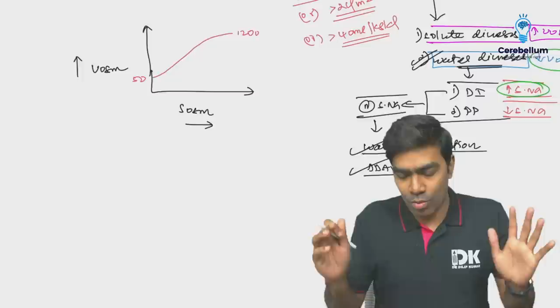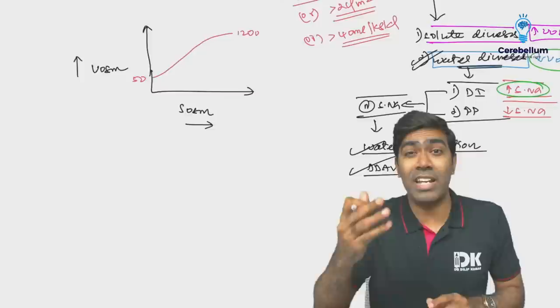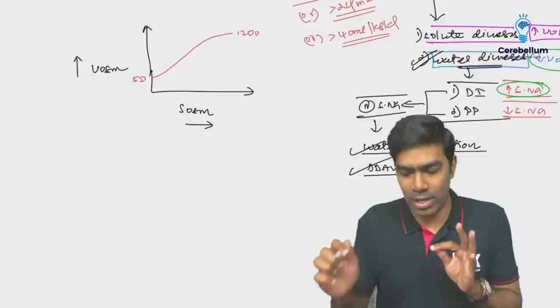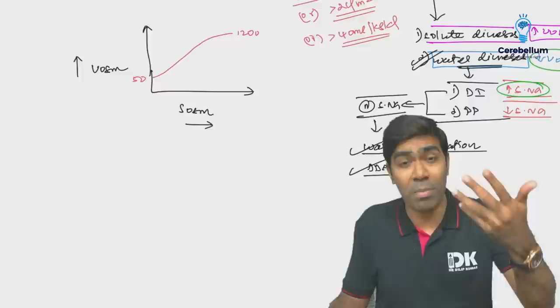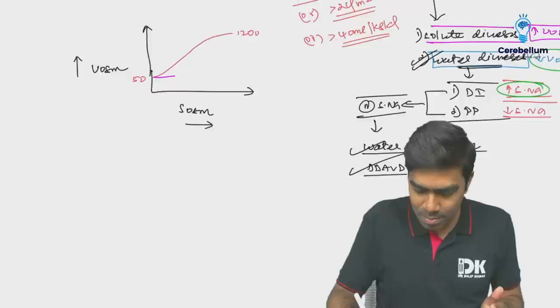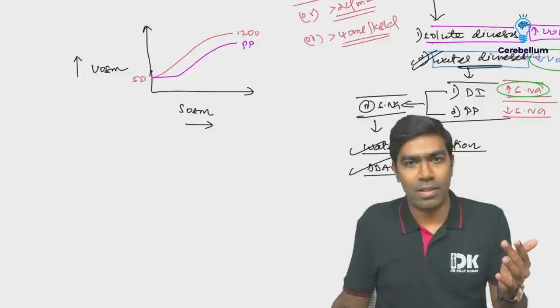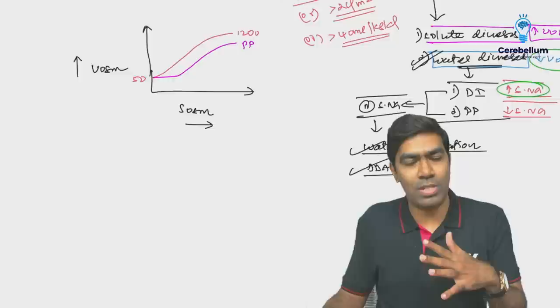Remember, psychogenic polydipsia patients are normal patients like you and like me. Their problem is in the brain. It's a functional problem. They drink too much water. So the moment you deprive water in a patient with psychogenic polydipsia, they're going to behave like normal individuals. So their curve will be something like this. You start water deprivation, and the moment you start, the curve will increase. They'll mimic a normal curve. So this is the point where you started the water deprivation, and once you increase the serum osmolality, their curve will become like normal individuals.